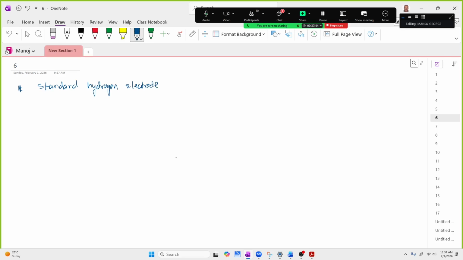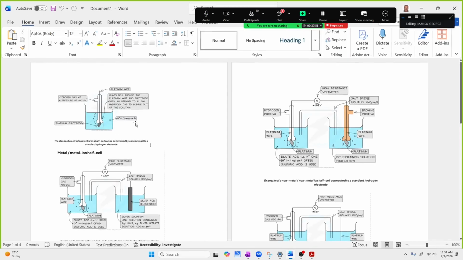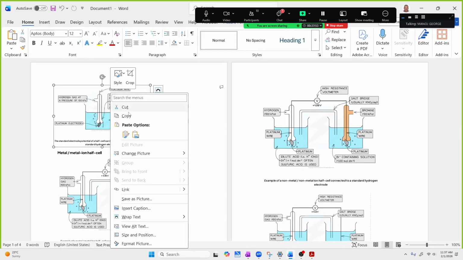Now to save some time, I already have some diagrams saved, so I'm just going to quickly copy from there. There you go.